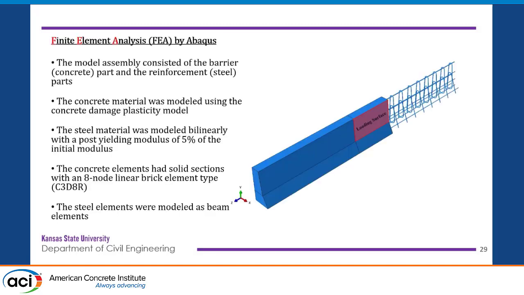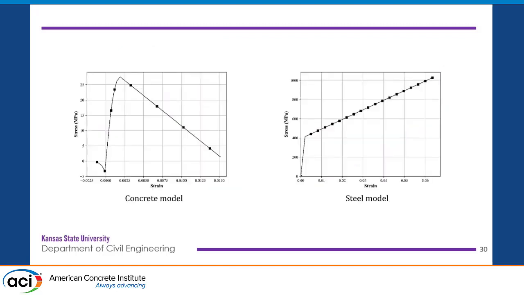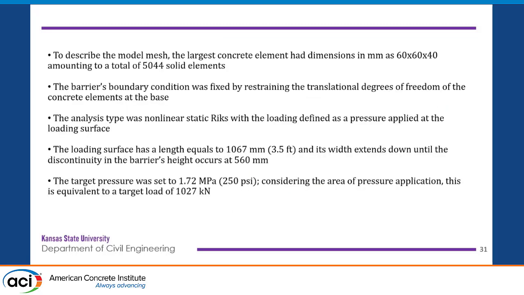To verify our solution, we went to finite element analysis by Abaqus, and the model contained the steel and the concrete. The concrete was modeled by the concrete damage plasticity, and the steel was a bilinear material model. The concrete elements were 8-node linear brick elements, and the steel was modeled as beam elements. The constitutive relations of the material for the concrete and the steel are shown here. The mesh was 60 millimeter by 60 millimeter by 40 for the concrete solid elements.